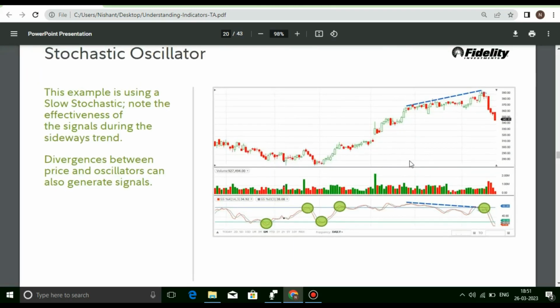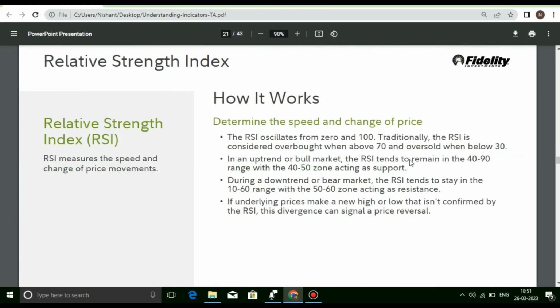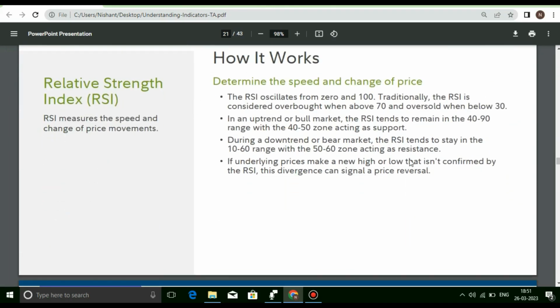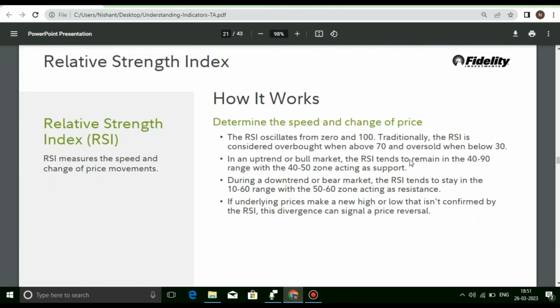So let's move on to the next indicator. Let's see what is the next indicator. The relative strength index. This is one of the most important indicators in the entire market history, because I love this indicator and I will be explaining this indicator. So how it works, the RSI oscillates from 0 to 100.